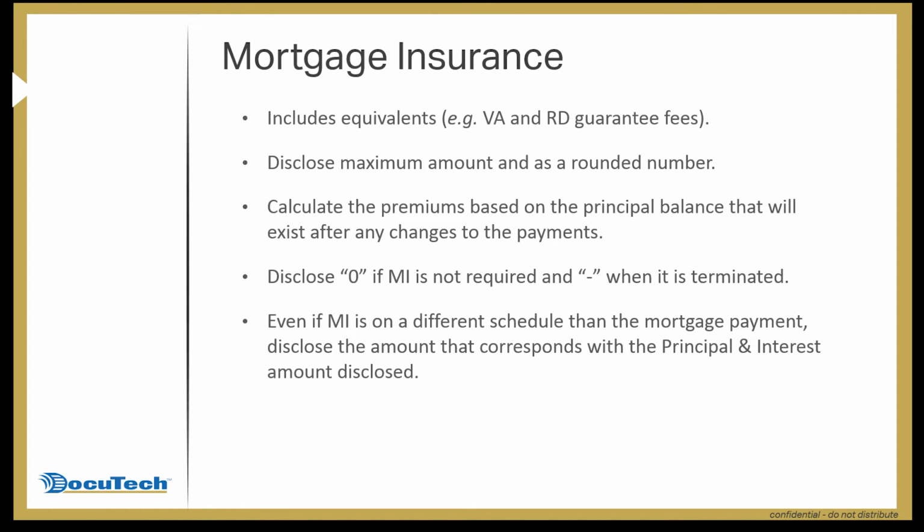And the official staff commentaries particularly point out VA and RD guarantee fees, which have been a subject of controversy over the years. You disclose the maximum amount of the premium, and you do it as a rounded number. You calculate the premiums based on the principal balance that will exist after any changes to the payment. An interesting rule is that if MI is not required, you don't put NA in the column, you put 0. However, when mortgage insurance is terminated during the periods, you put a hyphen in instead to indicate that.